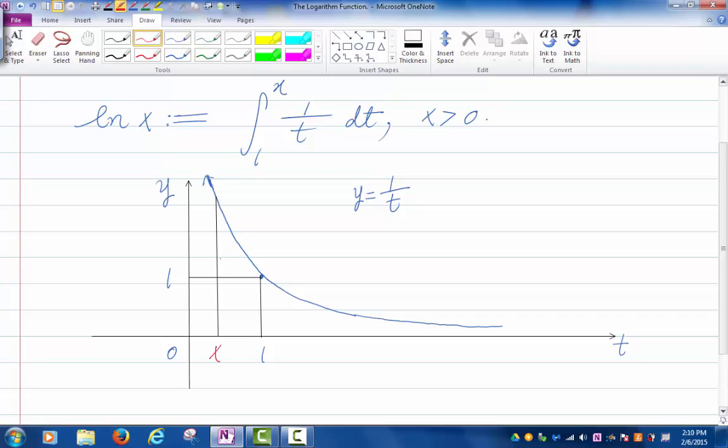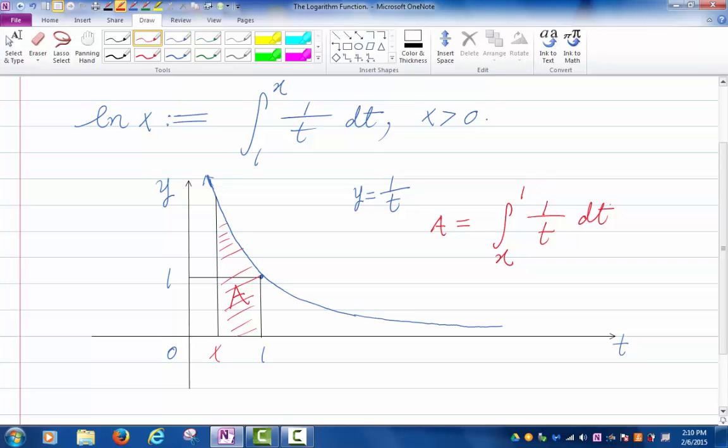Well, is it the same as the area here? Well, not quite. So what is ln of x here? Let me ask you this. What's the area below the graph of 1 over t above the interval from x to 1? If I call that area A, that area A is the integral not from 1 to x, right? From x to 1, 1 over t dt.